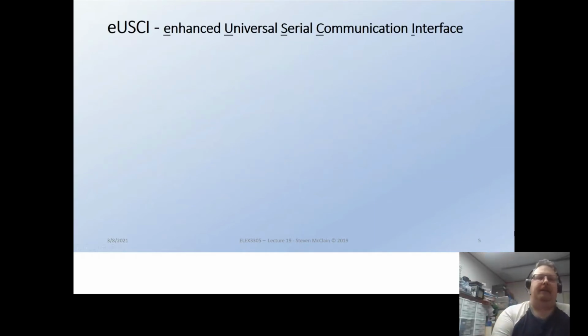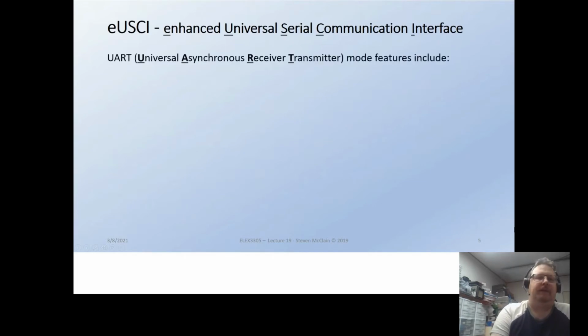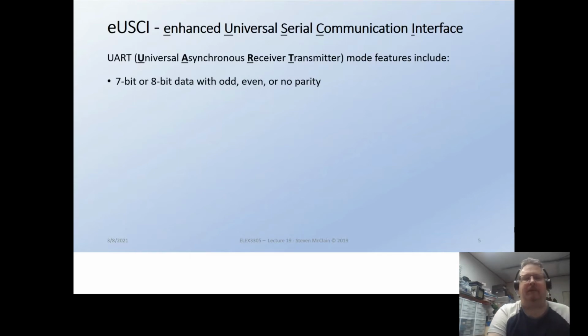So we have this enhanced universal serial communications interface, and it's a device on the MSP432, and part of it has a UART mode. With the UART mode you can do 7-bit or 8-bit data, so you can actually have 7-bit data instead of 8-bit data, because what you use that for is 7 bits plus parity, which is usually what you see. It's still a byte. It's just you've thrown away one of the bits of data. Either way works as long as both sides agree.